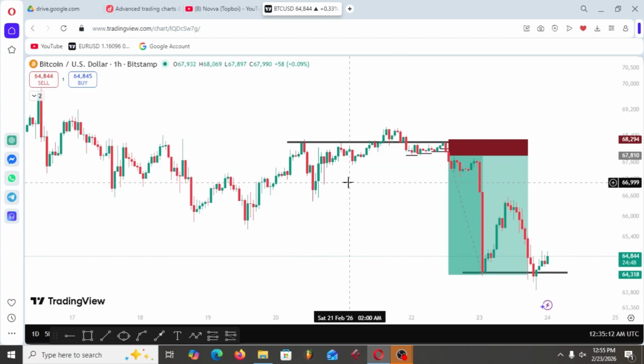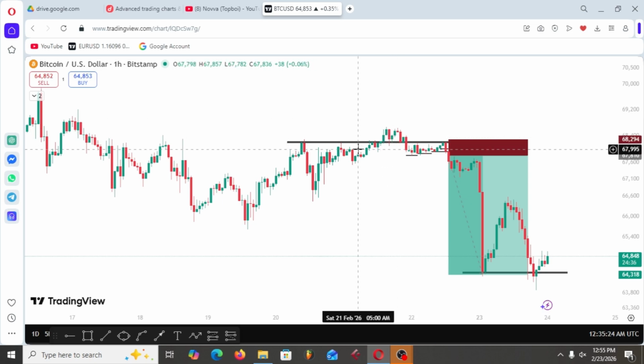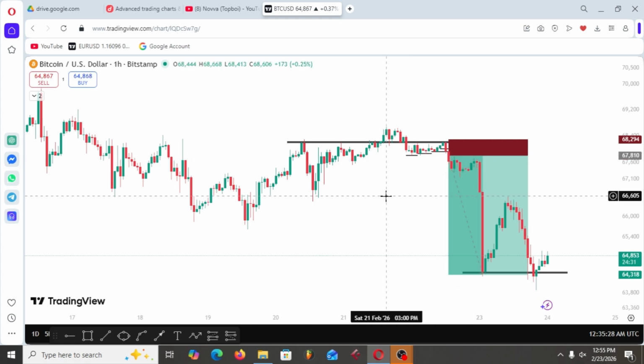I just want to explain to you guys, those of you in my Telegram group, why I was looking for buy continuation in BTC, but I ended up taking a sell trade. So this is just to tell you that ICC is just market structure, and you just have to follow what the market is giving you at the time.